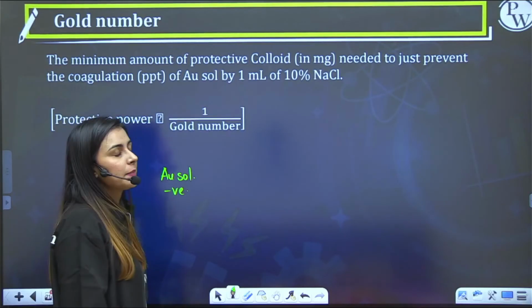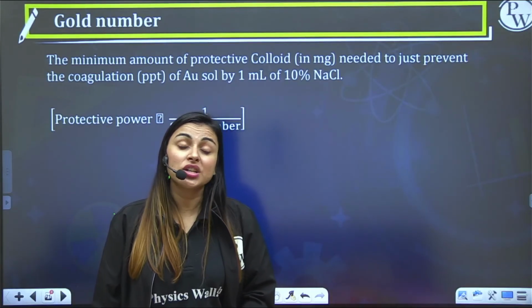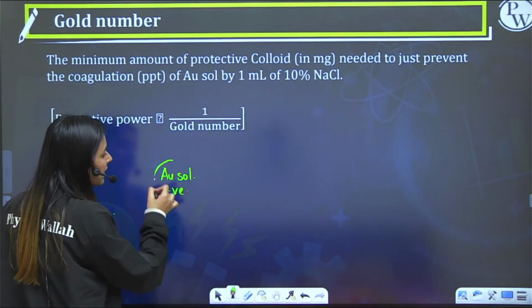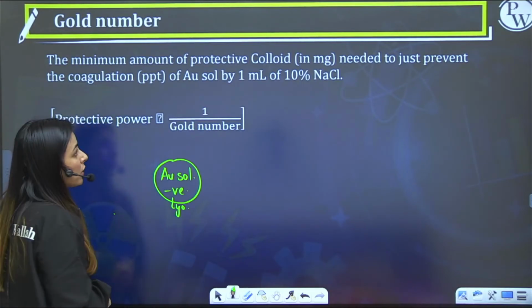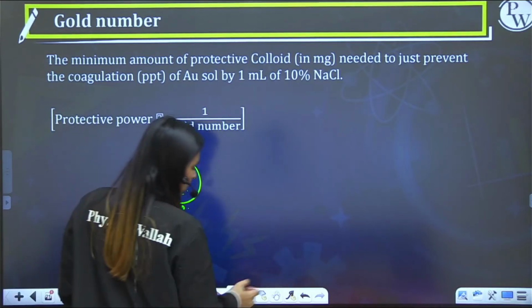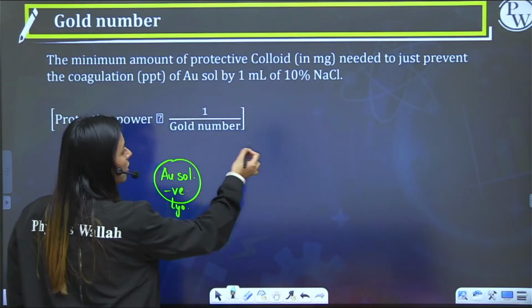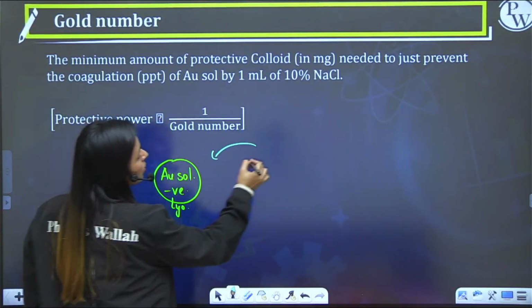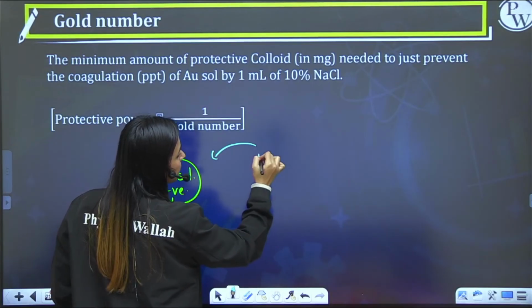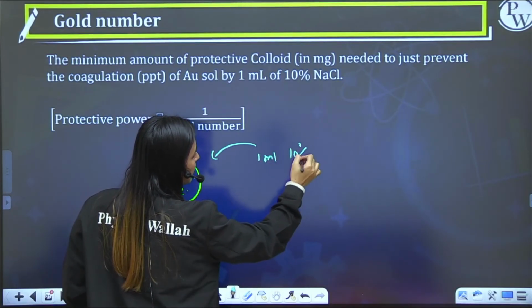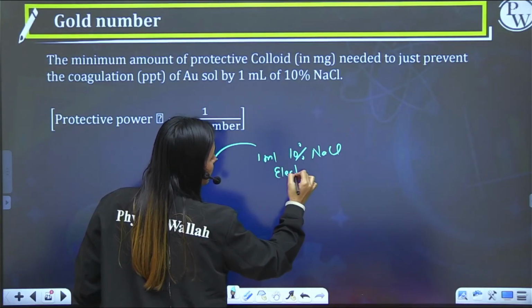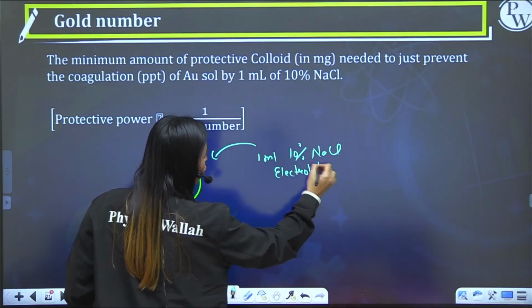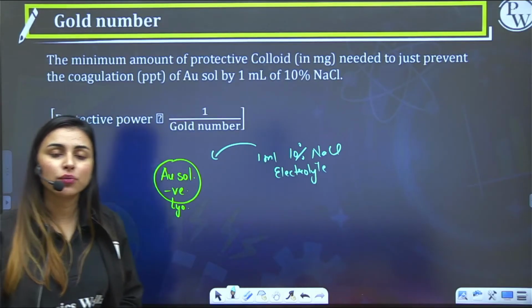I told you metal and metal sulfides are negatively charged colloids. So this colloid is negatively charged and it is a lyophobic colloid. I hope you know that this is a lyophobic colloid. I have to protect this from 1 milliliter of 10% NaCl electrolyte. This electrolyte is trying to coagulate this lyophobic colloid.